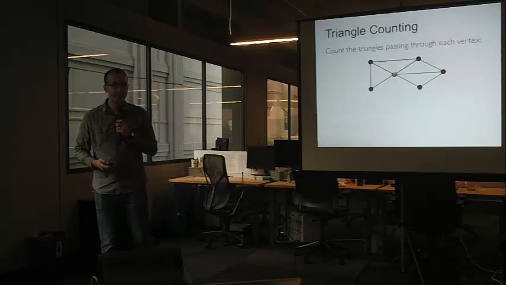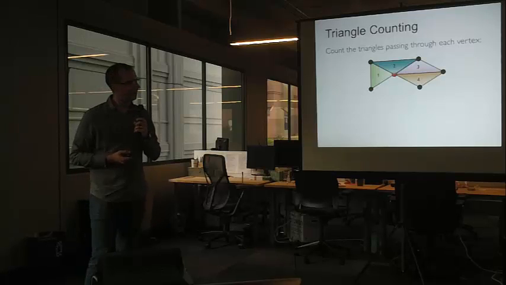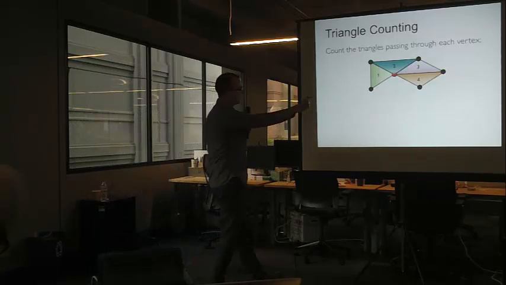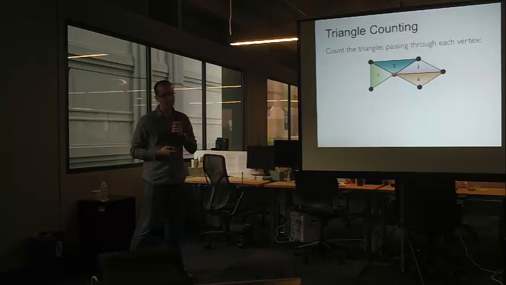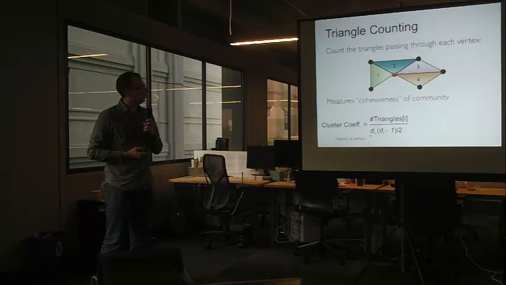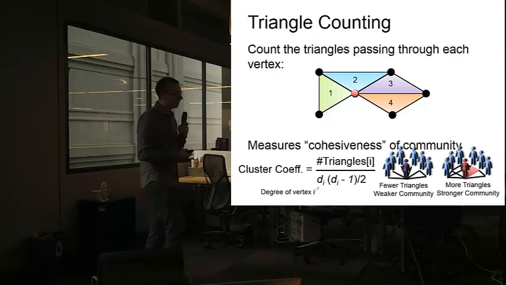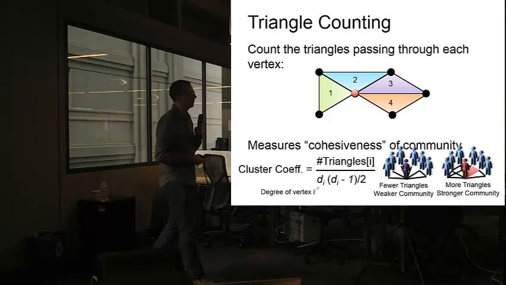Right? Another task that we like to do with graphs is triangle counting. So in this particular task, I might want to take this person in the middle and count how many triangles that vertex is a member of. In this case, that vertex is a member of 4 triangles. And so these triangles sort of measure the cohesiveness of the community. And so I can think of things like a clustering coefficient, which is a ratio of the triangles that vertex is a member of to sort of the degree squared of that vertex.